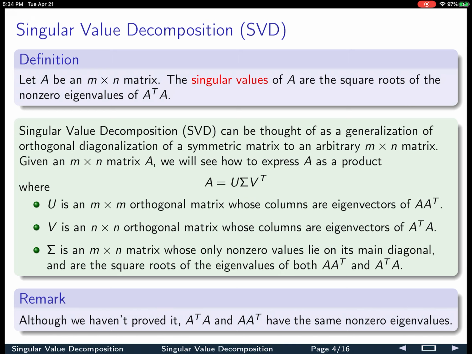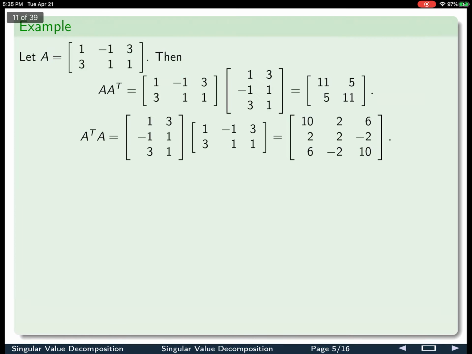We haven't proved it yet. I will show this proof as I'm ending the video. But yeah, both A transpose A and A A transpose have the same non-zero eigenvalues. That's handy, because it means that we're able to use those in both instances.